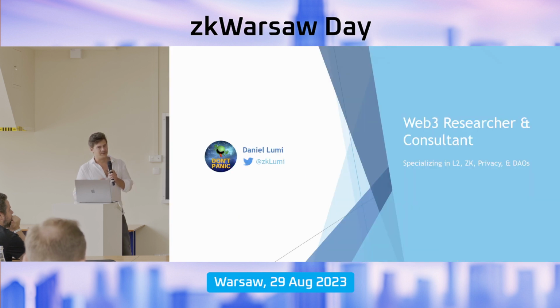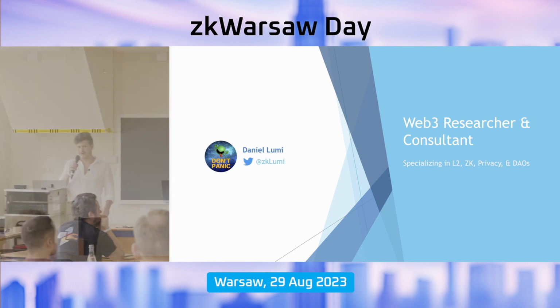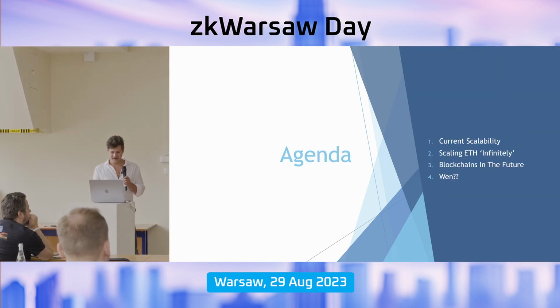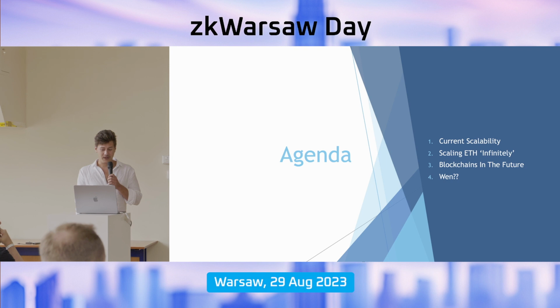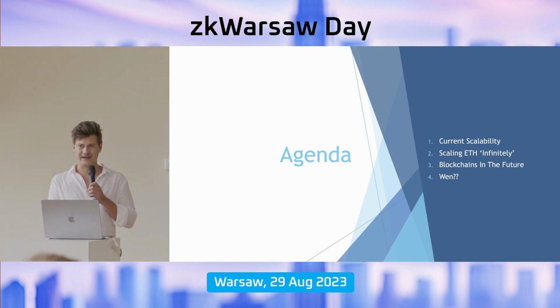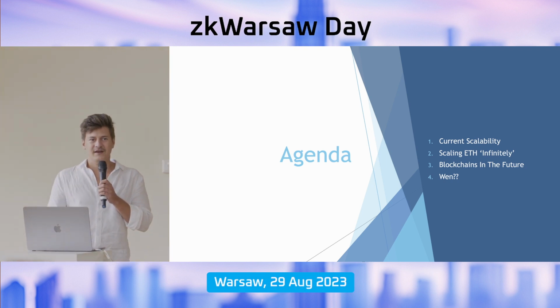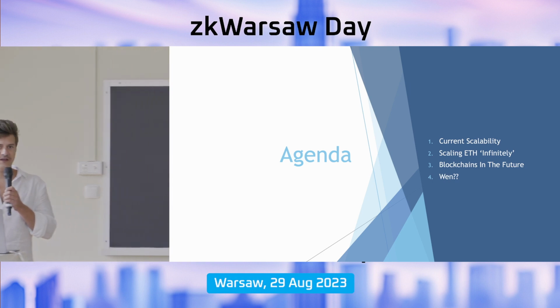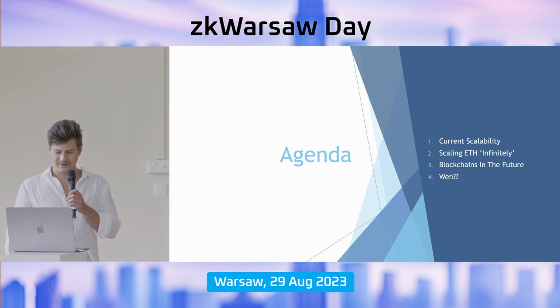So first, a little bit about me. My name is Daniel Lumi. I'm a researcher and consultant working with L2 protocols, ZK protocols, privacy and DAOs. The majority of what I do right now is decentralizing provers and sequencers, as well as interoperability in the fractal ZK landscape. Today, we'll be talking about how blockchains currently scale, how we can get them to scale infinitely, what do blockchains look like in the future, and when is that going to happen?